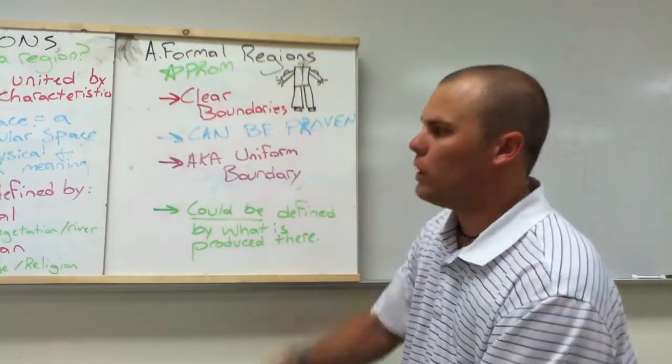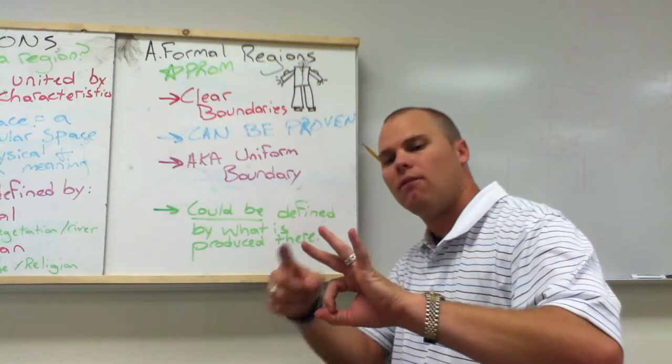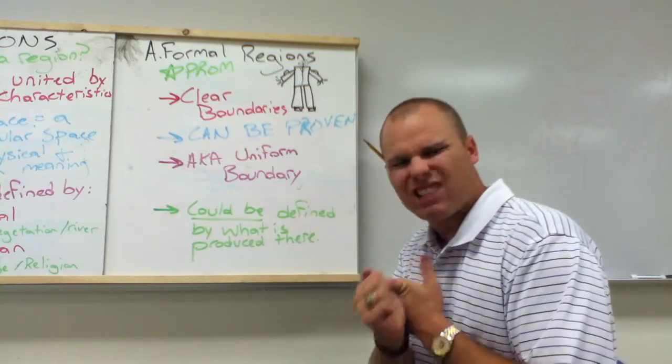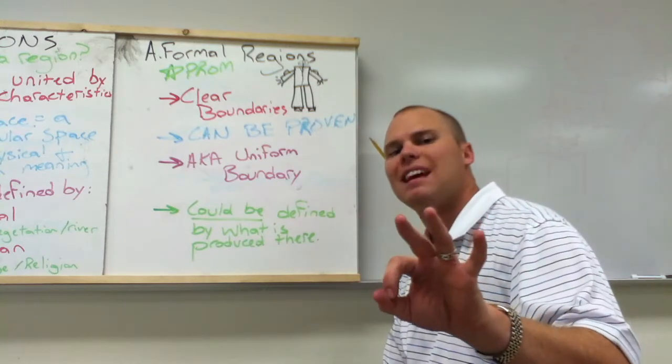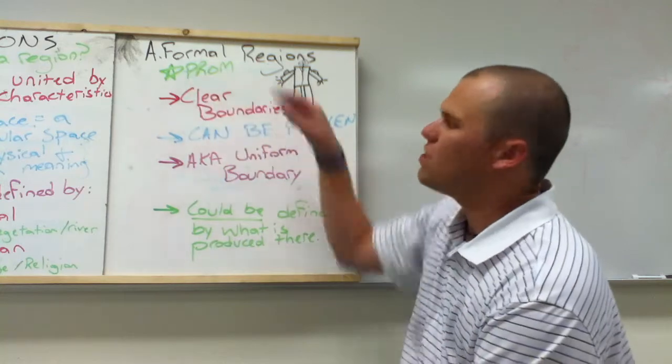Now, a formal region is the first type of region we're going to look at. We're going to look at three: formal, functional, and perceptual. The first is formal. Those are the only three things that we're going to focus on in this lesson. The first is formal.